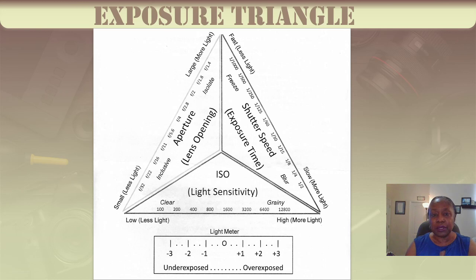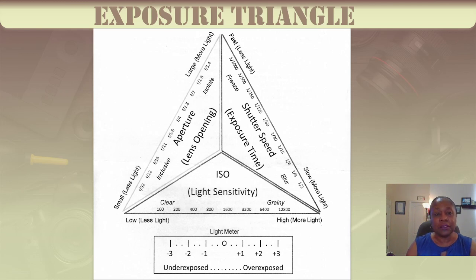And then the last part of the triangle we talk about is shutter speed, exposure time, the amount of time in seconds that the shutter is open, and it controls motion. So the larger the number, you're able to freeze motion. The smaller the number, you're going to introduce blur into the picture. So if you have a subject that's sitting still, you can go with a smaller number. If you have a moving subject, someone running, you want to go with a higher number.